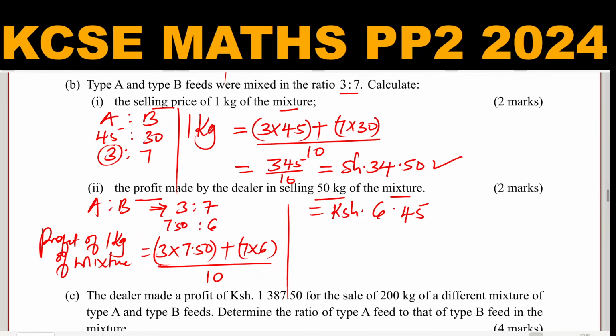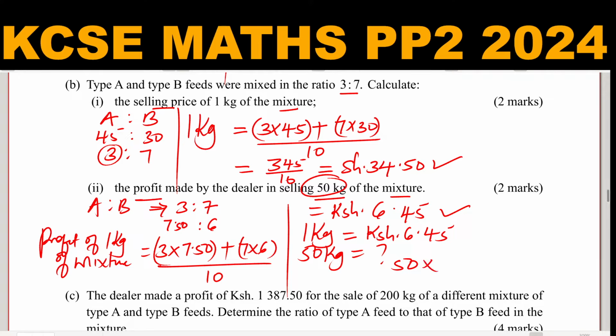this one is going to give 6 shillings and 45 cents. Now, having the profit made by the dealer in selling 1 kg of the mixture, we can get what about 50 kg. For 1 kg, the profit of the mixture is 6 shillings and 45. So what about 50 kg? Simply multiply: 50 times 6.45, and this will give 322 and 50 cents. That is part 2.